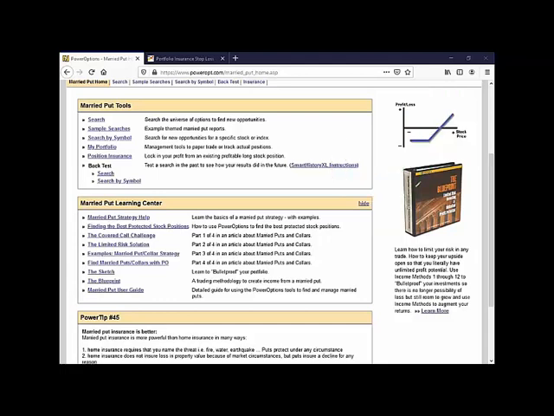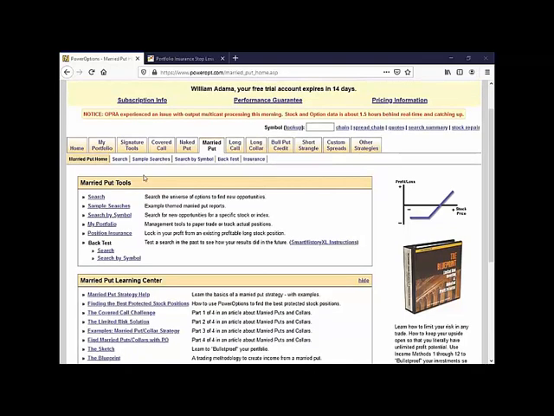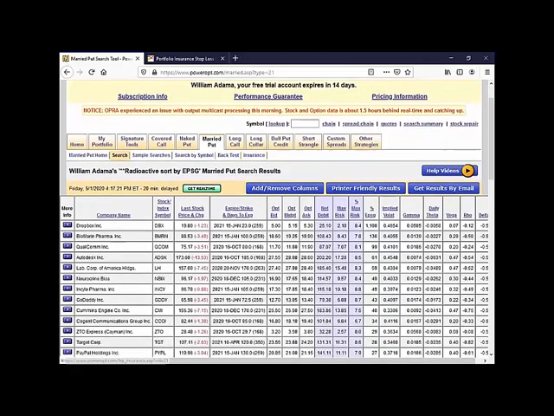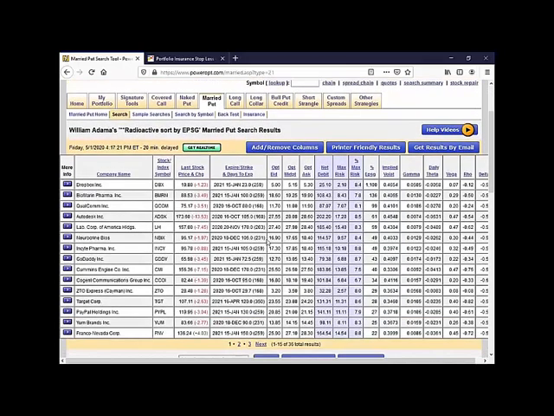Okay, so all that being said, if we used the long call, what delta would we use and what would it look like? Well, let me pick a good stock here. This is our married put search results. This is the list I would choose from if I was opening a married put position today. And I was looking at a few.